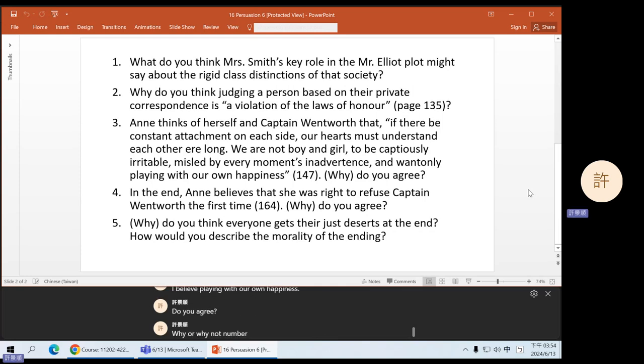Number four, in the end, Anne believes that she was right to refuse Captain Wentworth the first time. Do you agree? Why or why not? And number five, do you think everyone gets their just desserts at the end? Do their endings fit what they deserve? Why or why not? How would you describe the morality of the ending?